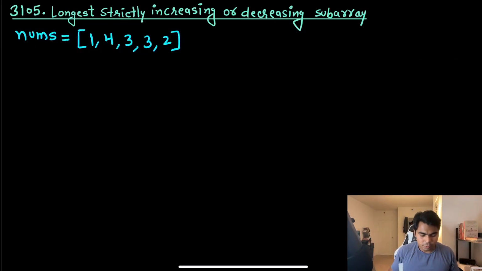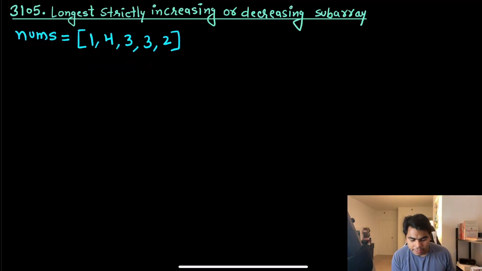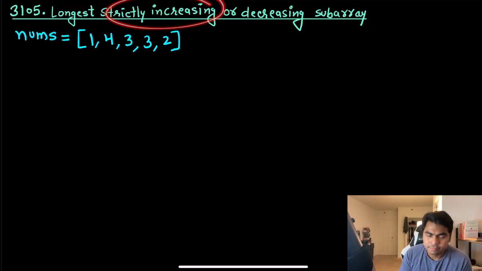So let's switch our view. Here I've taken the first example. What we are given is just an array. Then we need to check the length of the longest subarray that is either increasing or decreasing. So what we can do is, how about we do one by one. Let's say I just want to check for a strictly increasing subarray.